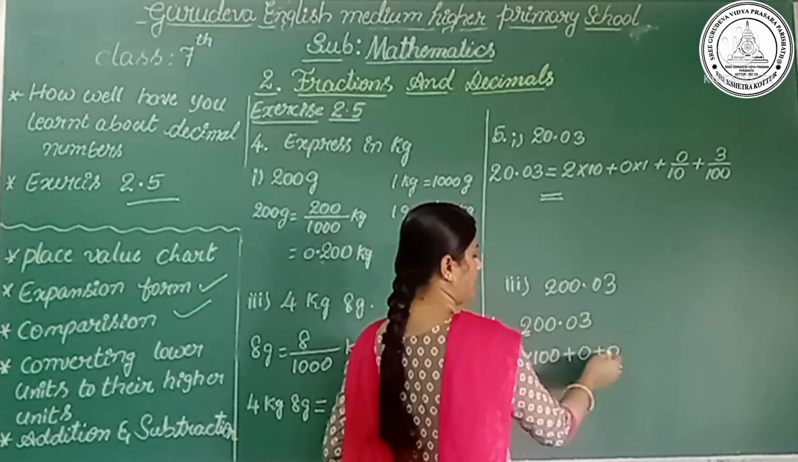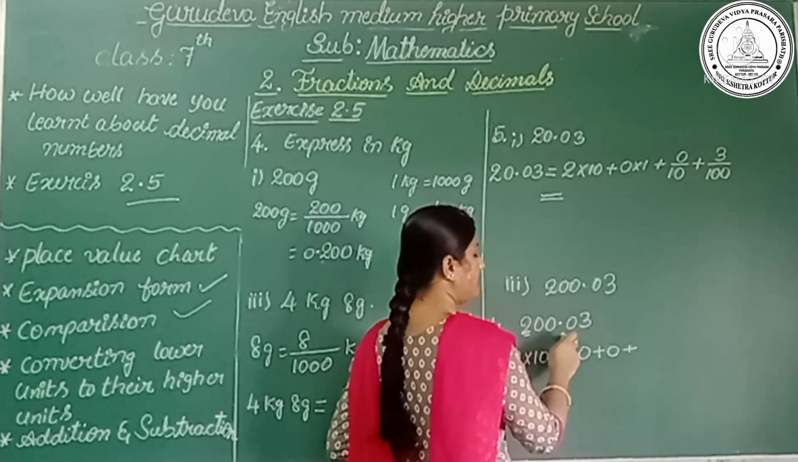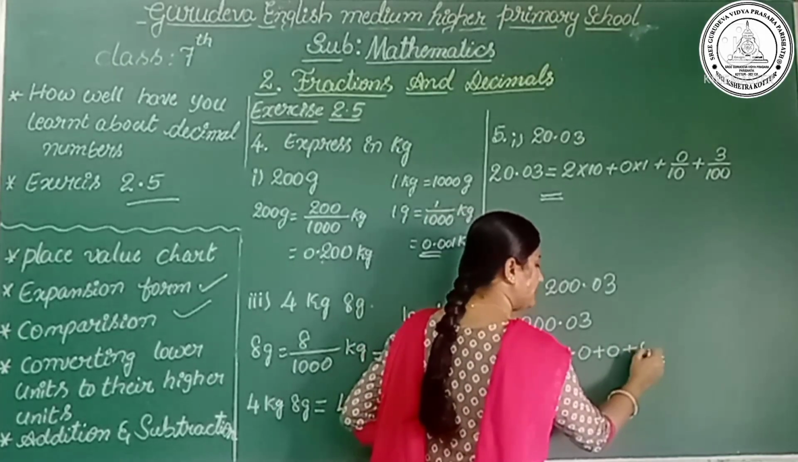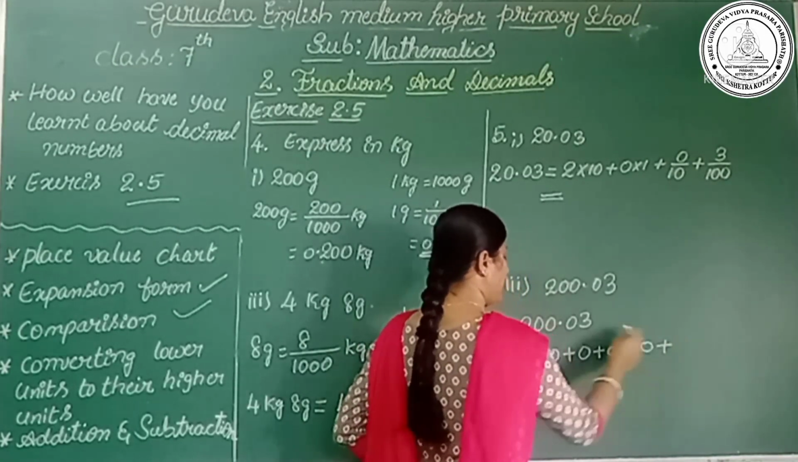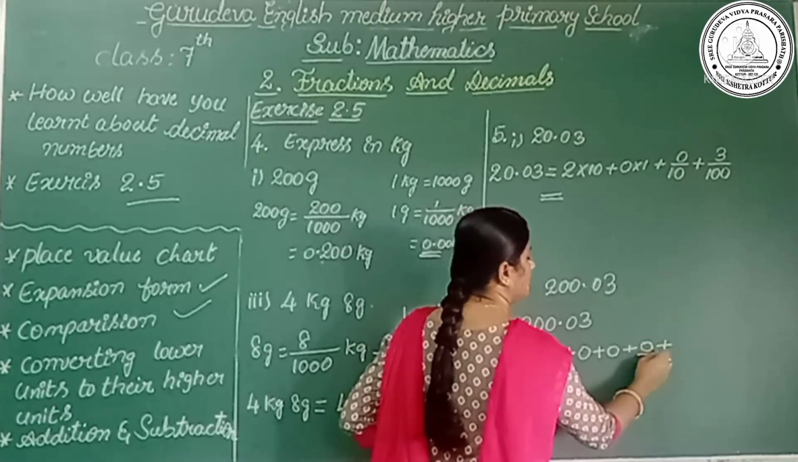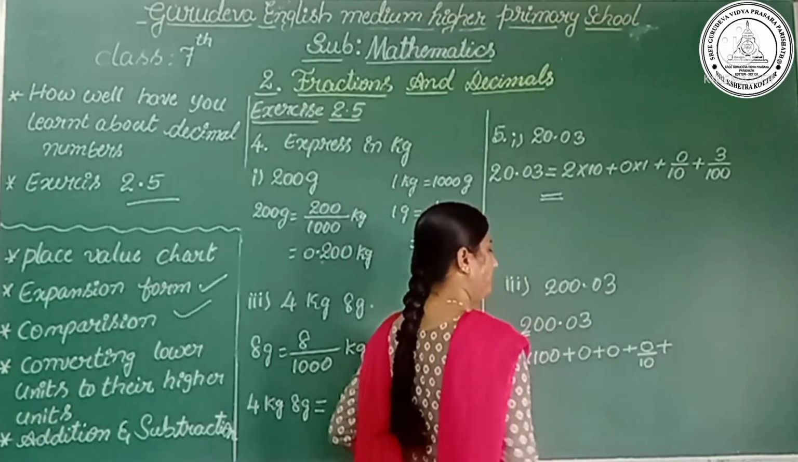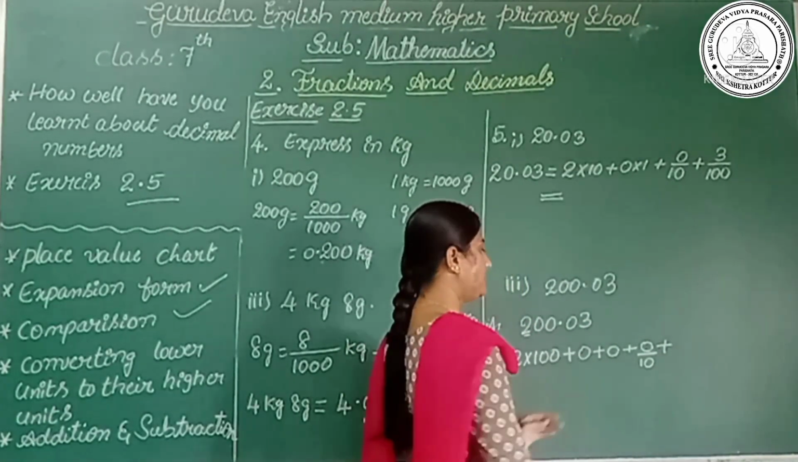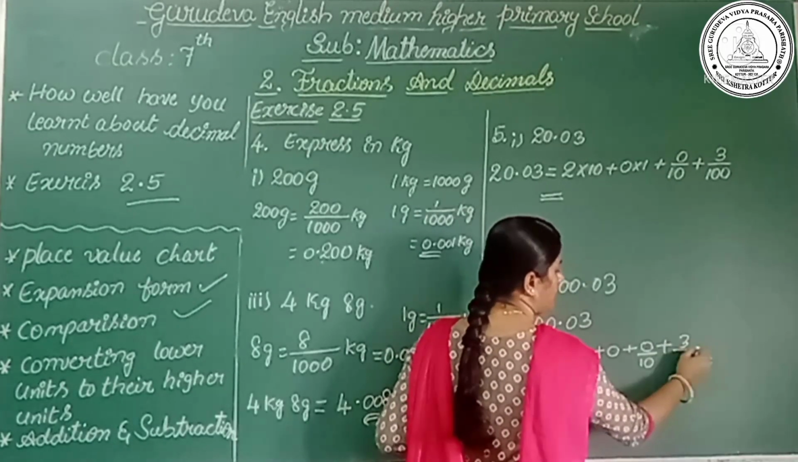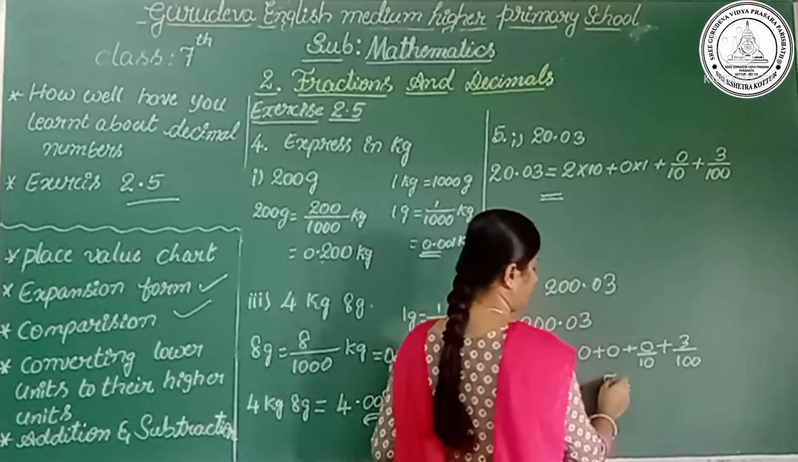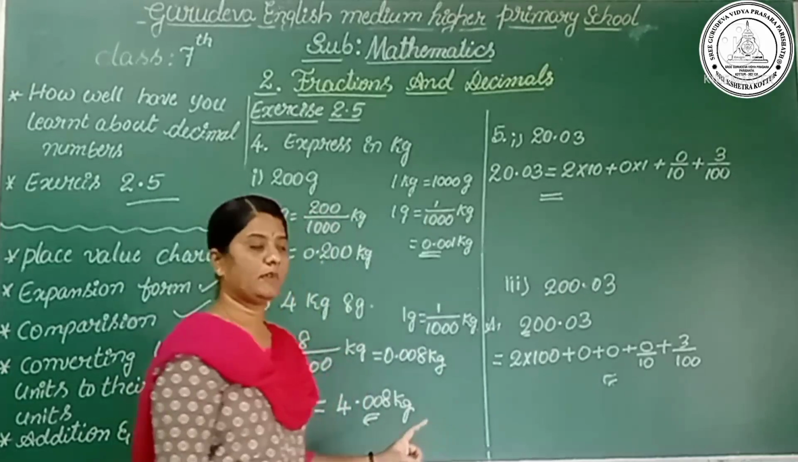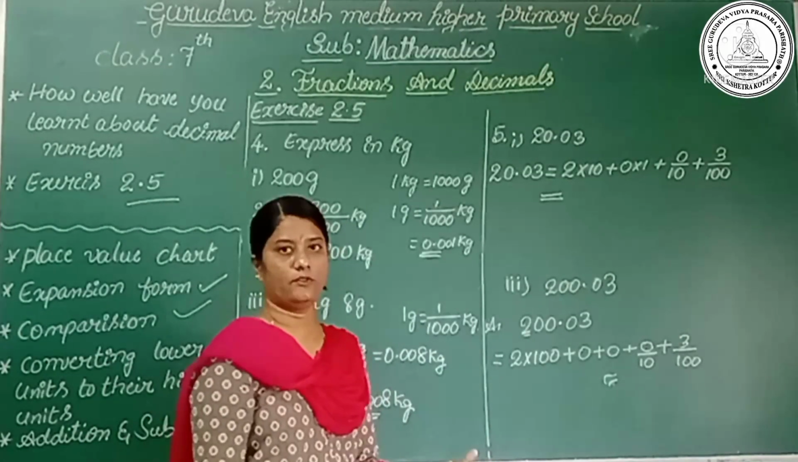and the next one is the decimal part. So in the tenths place there is a 0, so write it as it is 0, plus, and in the hundredths place there is a 3, write it as 3 by 100. Clear? At the same time we have to do the second problem.